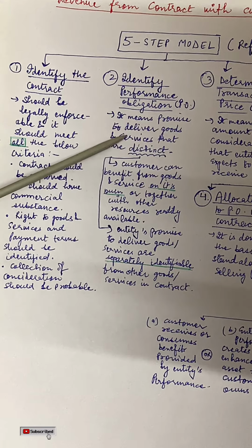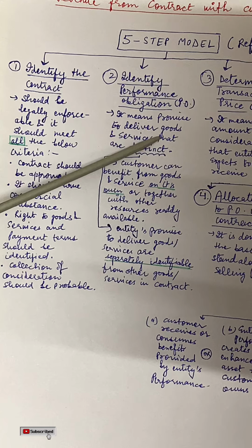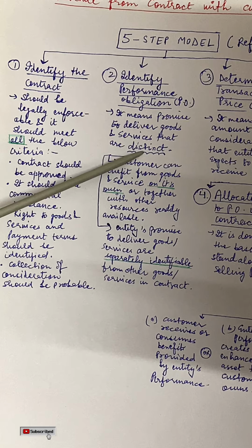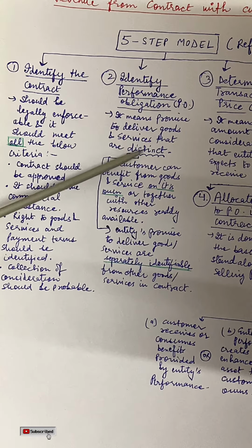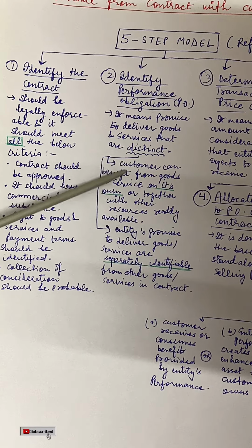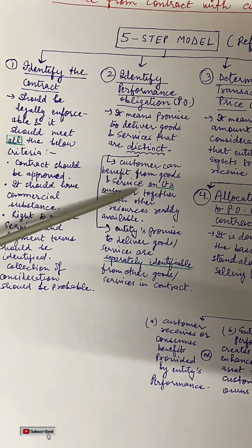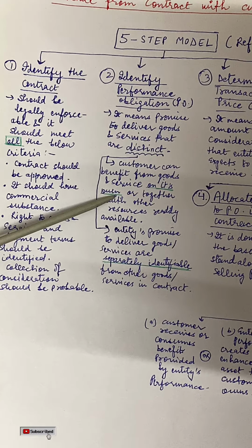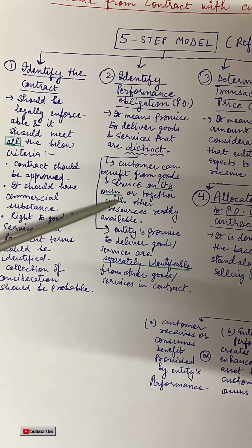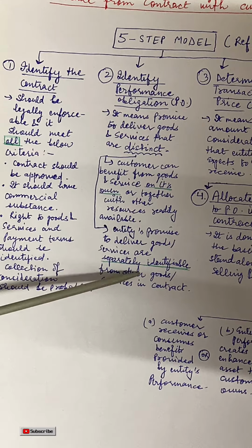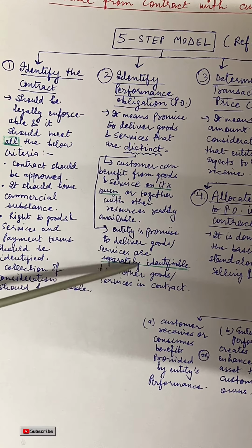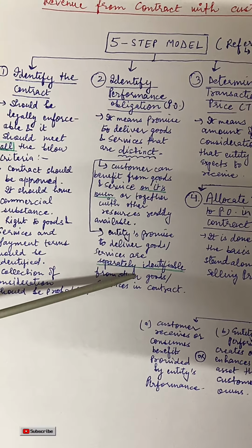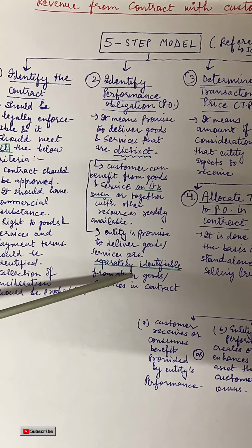Point number 2, identify the performance obligation. So performance obligation is basically the promise to deliver goods and services that are distinct. So the goods and services will be considered as distinct if the below 2 conditions are satisfied. First, customer should be benefited from those goods and services on its own or together with the other resources that are available in the contract. And second, entity's promise to deliver goods and services should be separately identifiable from the other goods and services in the contract. So if these 2 conditions are met, then the goods and services that are promised to be delivered are distinct.